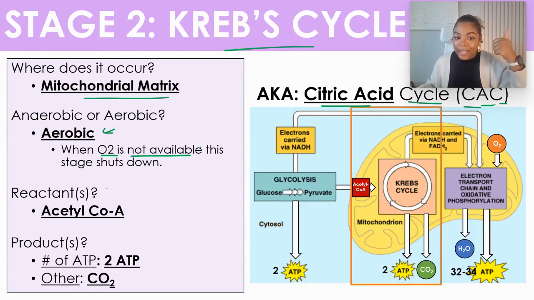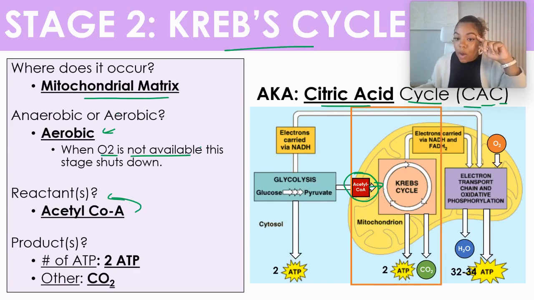So what are the reactants? Remember, we're looking at the arrows pointing in. So the arrow that I see pointing into the Krebs cycle is this molecule of acetyl-CoA. We don't need to know the specifics of what acetyl-CoA is. We just need to know that acetyl-CoA is the reactant of the Krebs cycle.